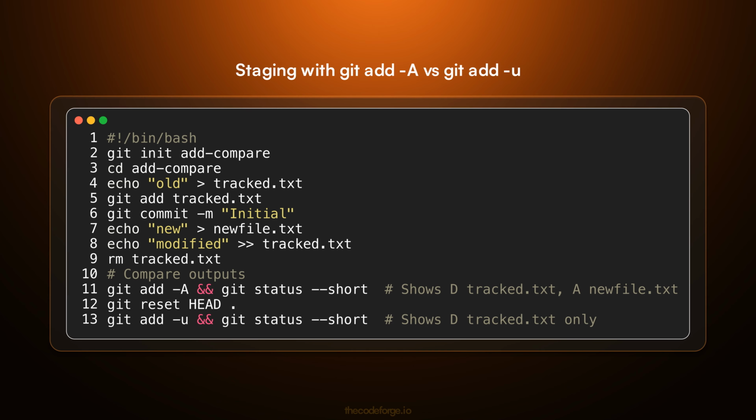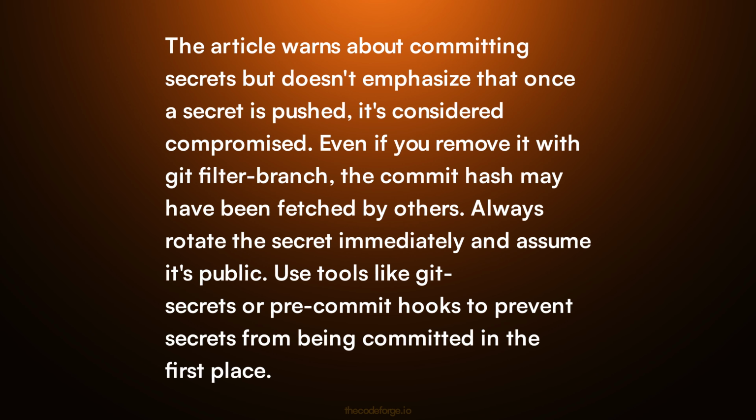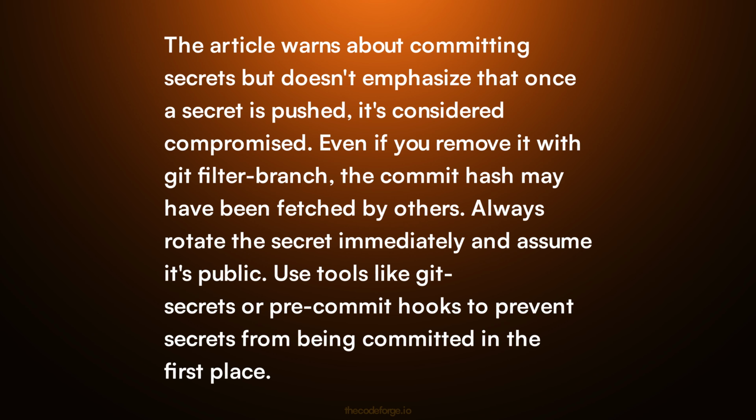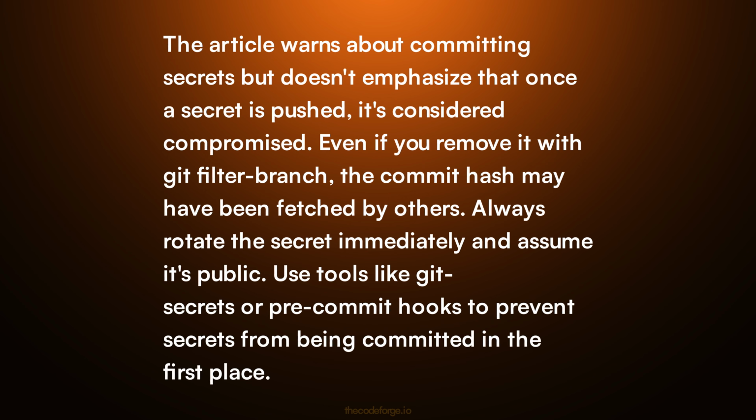new files. The article warns about committing secrets, but doesn't emphasize that once a secret is pushed, it's considered compromised. Even if you remove it with git filter-branch, the commit hash may have been fetched by others. Always rotate the secret immediately and assume it's public. Use tools like git-secrets or pre-commit hooks to prevent secrets from being committed in the first place.